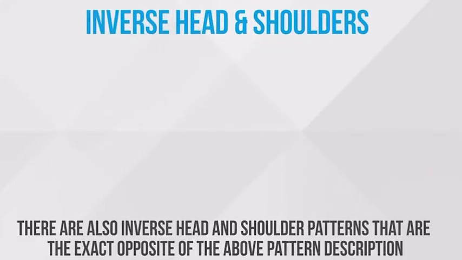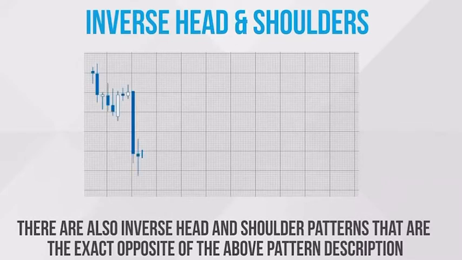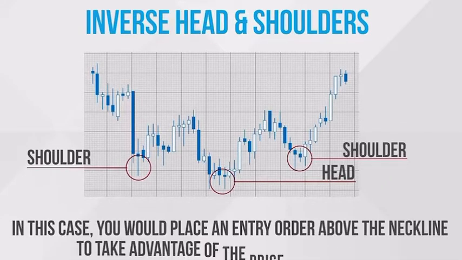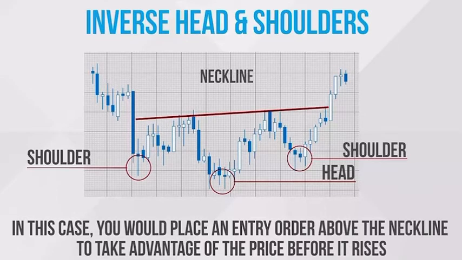There are also inverse head and shoulder patterns that are the exact opposite of the above pattern description. In this case, you would place an entry order above the neckline to take advantage of the price before it rises.